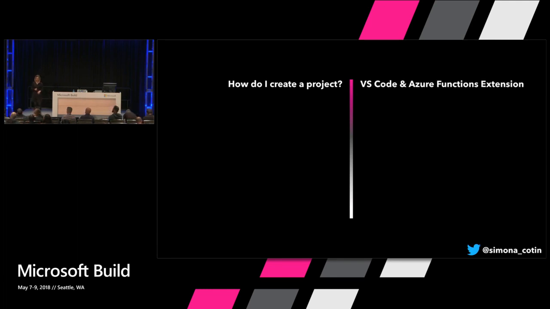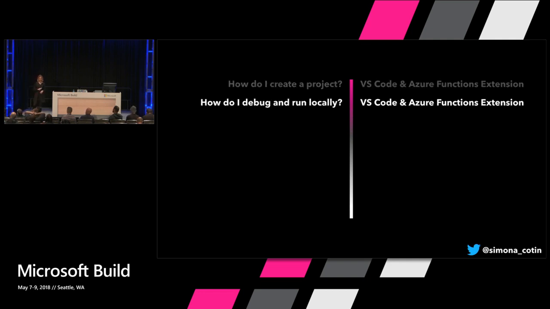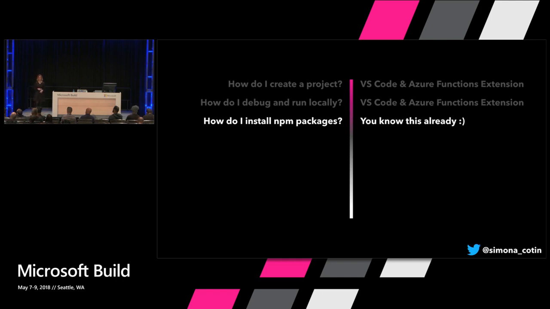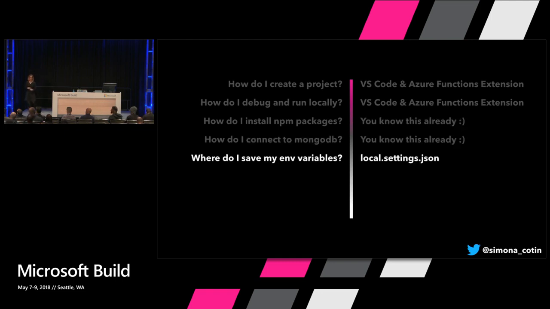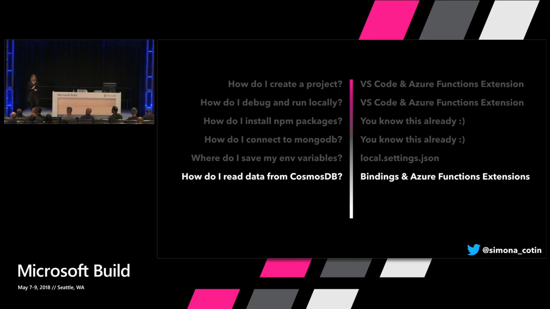We've seen today how to create a project with VS Code and Azure Functions. We've also seen how to debug functions locally. How to install NPM packages, we know this already. How to connect to MongoDB, nothing new there. How to save my environment variables, we have to use local.settings.json for that. How do we read data from Cosmos DB? Using bindings and functions extensions.